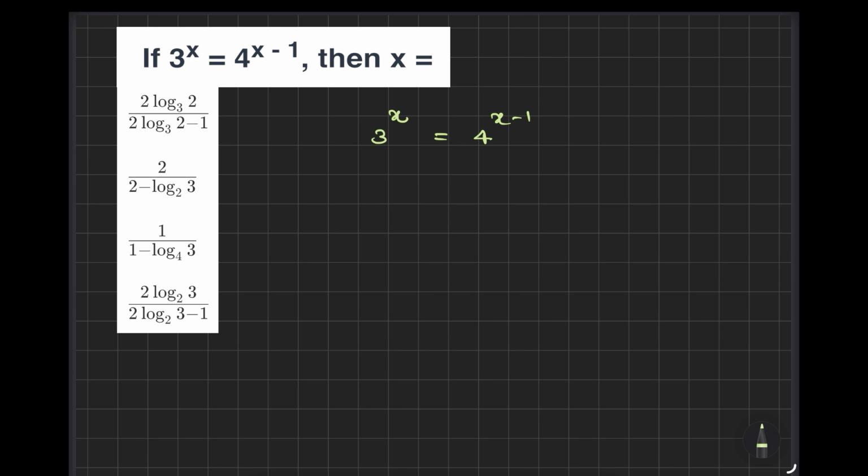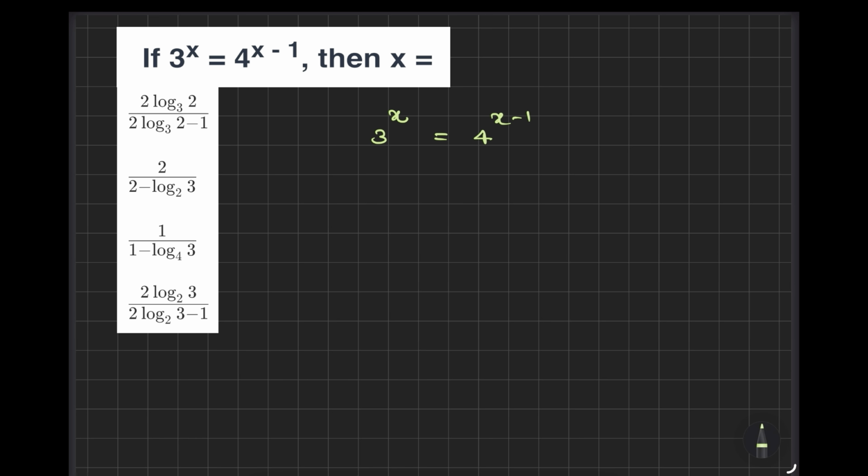Here, if you observe, you cannot compare the bases because the base is different and the power is different. So we don't know how to manipulate this problem. The idea is, whenever you have a problem with the power, think about log. Here the variable x is in the power, and we don't know how to bring that power down. So we will think about log.